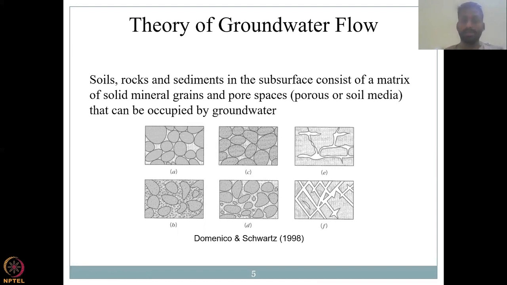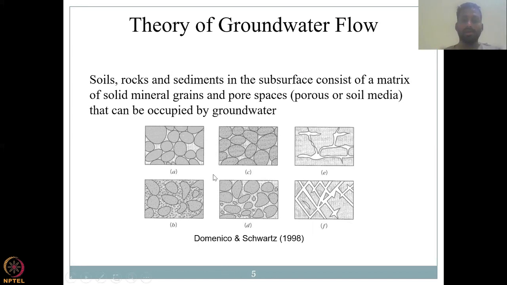Soils, rocks, and sediments in the subsurface are a matrix of solid mineral grains and pore spaces. They have a lot of pore space. Porous space means a space with a lot of void, a place inside the sediment and rock where there is no rock or sediment. It's a void, empty place. They have a lot of these mineral grains and they're structured in a particular manner. And because they are structured, there is a possibility of having space.